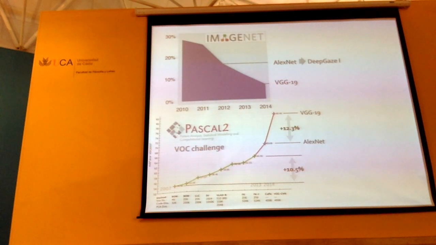So the other model that achieved super good generalization performance is the VGG19 network from the Oxford group. You can see that its transfer learning boost on Pascal 2 is really amazing. It's larger than the entire improvement of the years before neural networks were used.